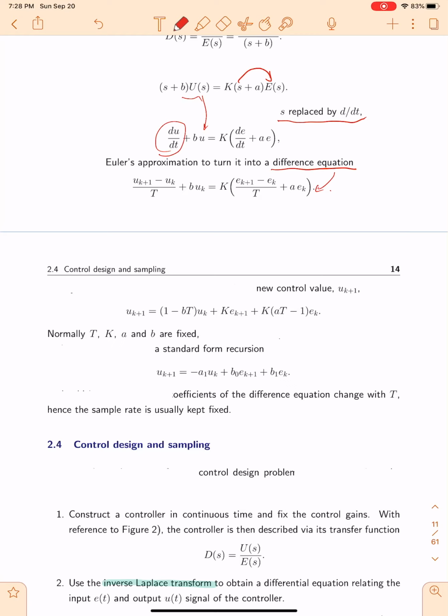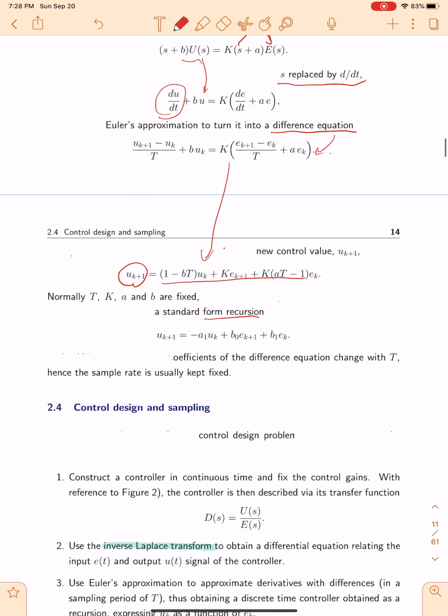Then rearrange it to let u plus uk plus 1 on the left hand side and leave everything else on the right. T, K, A, B are fixed, so we will get a form of recursion. This is coefficients.